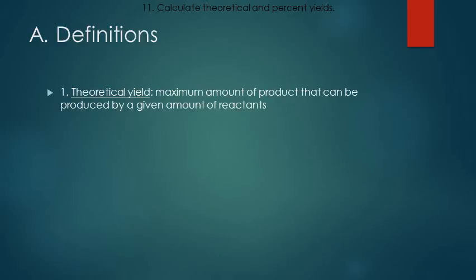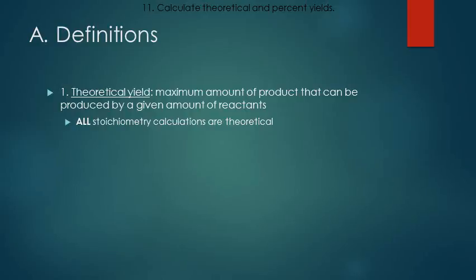A theoretical yield is the maximum amount of product that can be produced by a given amount of reactants. All the calculations that we do in stoichiometry are theoretical calculations. So all the examples and problems that we have done, even though the terminology was not used, were all theoretical calculations.